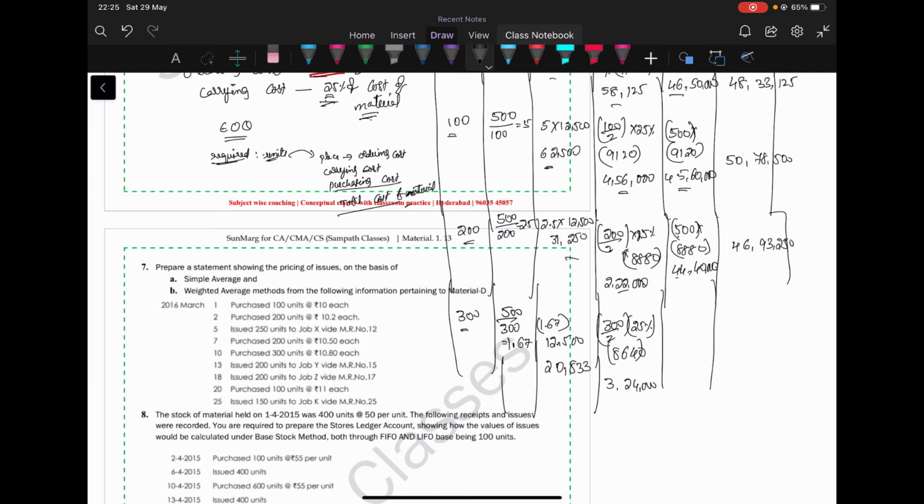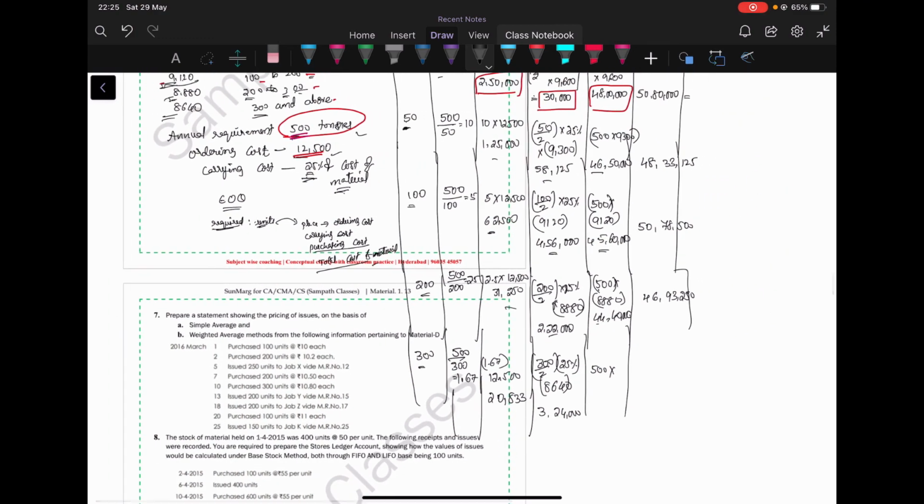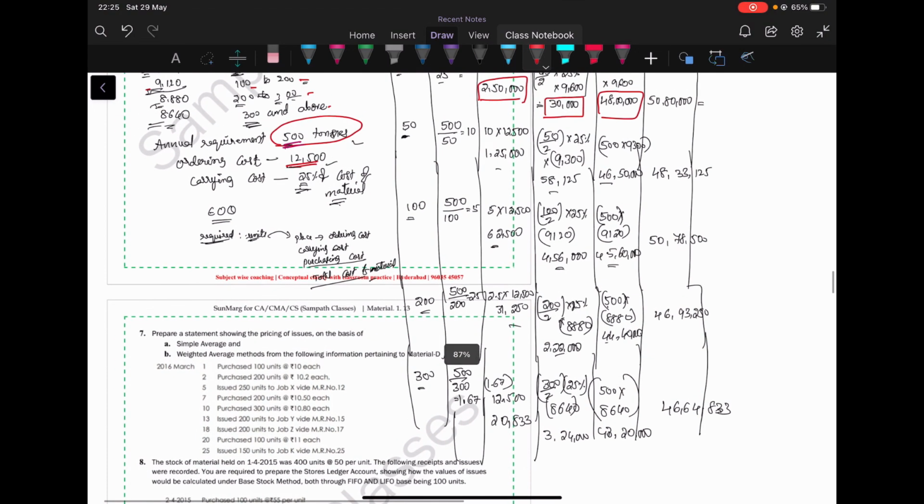Right. Next, my annual demand is 500 units, and I am placing the order in this 300 and above slab. 8,640 rupees is the cost. 500 into 8,640 rupees, that is nothing but 43 lakhs 20,000 rupees. So if I put together, how much I'll get? 3,24,000 plus 20,833 plus 43,20,000, that is 46 lakhs 64,833 rupees.